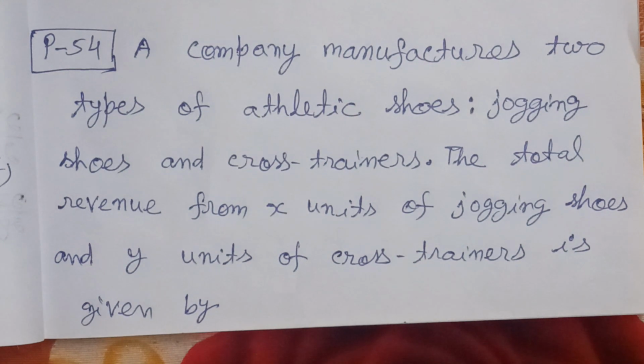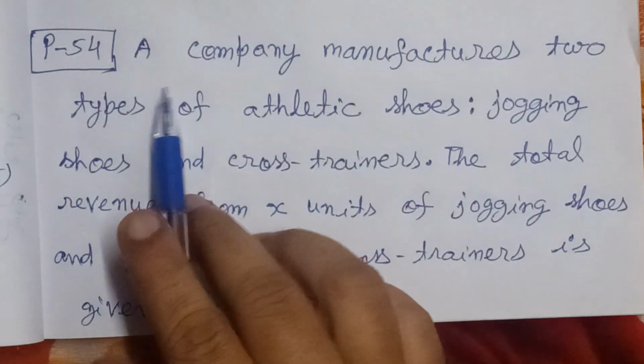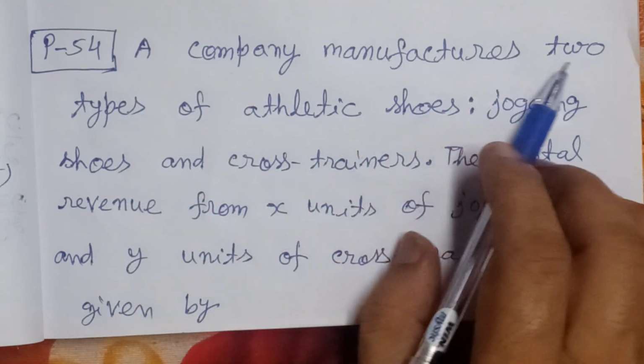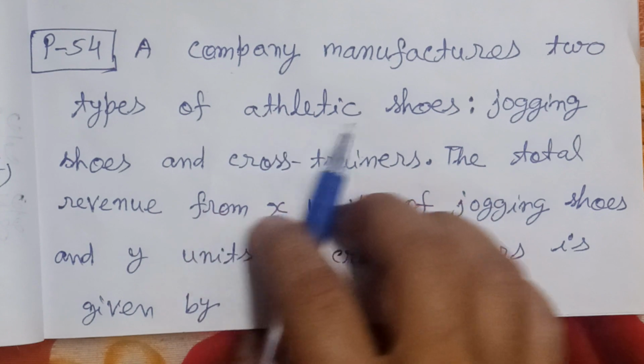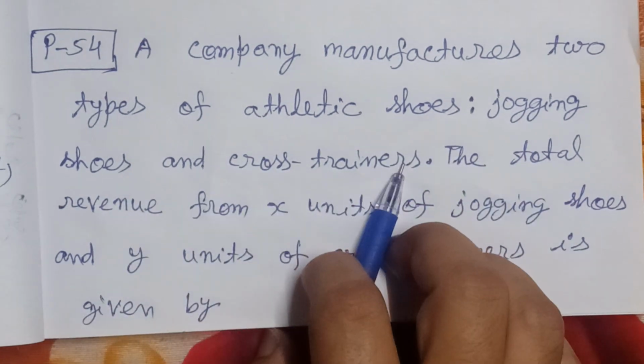This problem is related to maxima and minima, and also related to partial differentiation in differential calculus. The problem is: a company manufactures two types of athletic shoes, jogging shoes and cross-trainers.